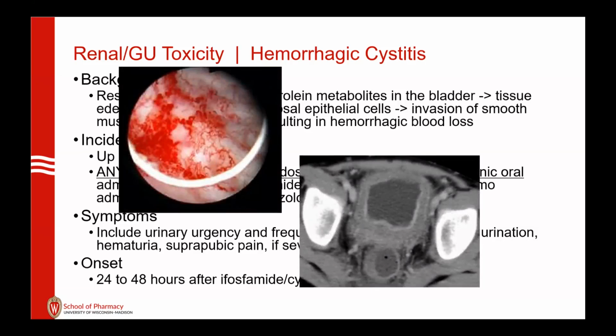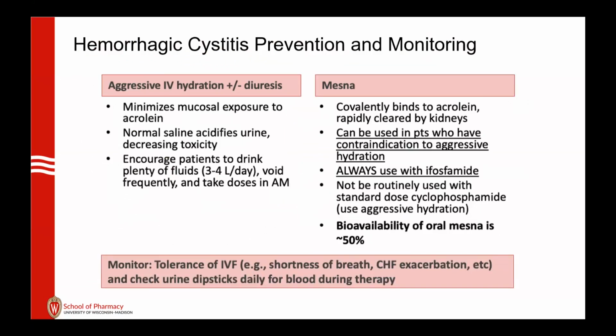Here it is on the CT scan, and the edema and inflammation is obvious in the bladder there. So our best plan is to prevent this. It really can limit patient selection because you really need 200 an hour of fluids for many hours. So people with heart failure or advanced lung disease might have trouble tolerating this. And then Mesna is used, which covalently binds to acrolein and clears it from the kidneys.